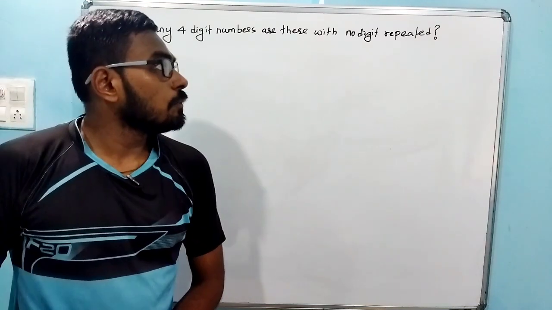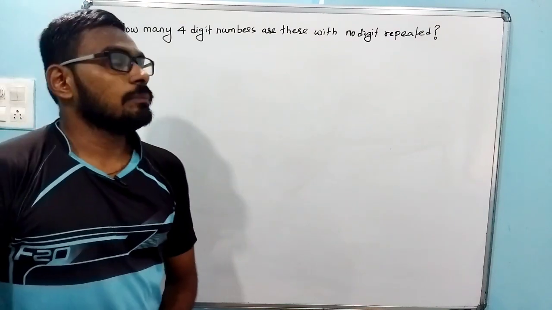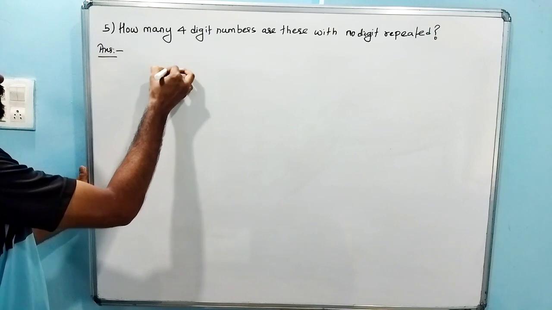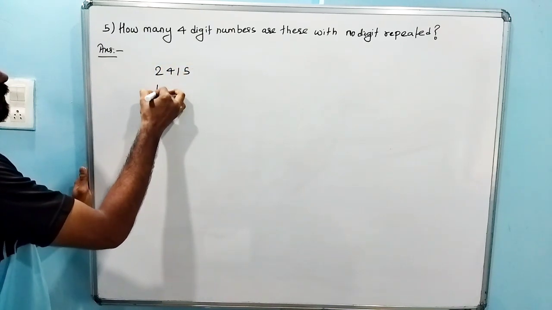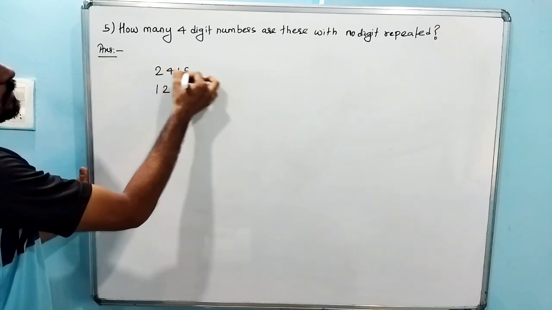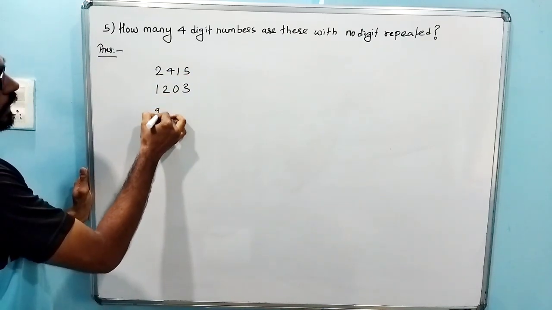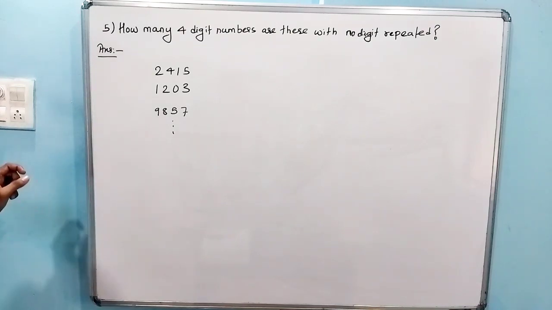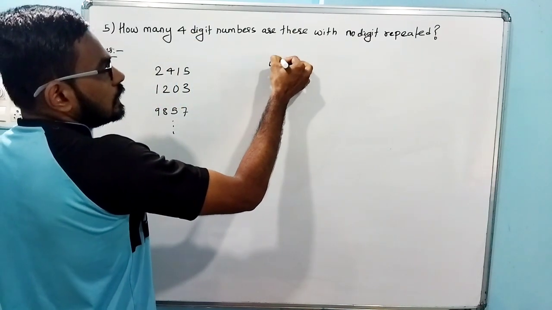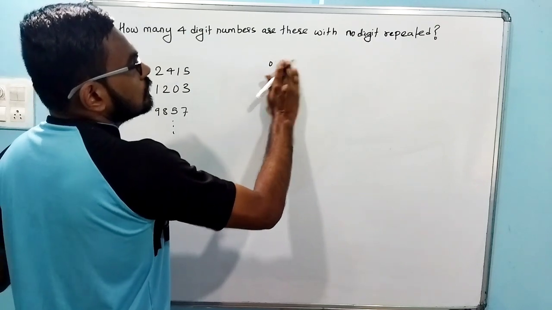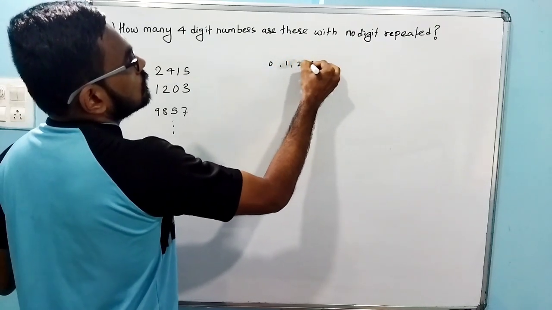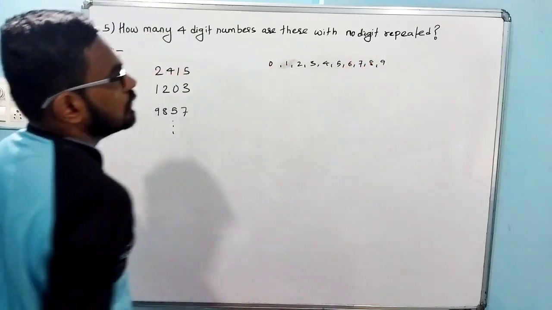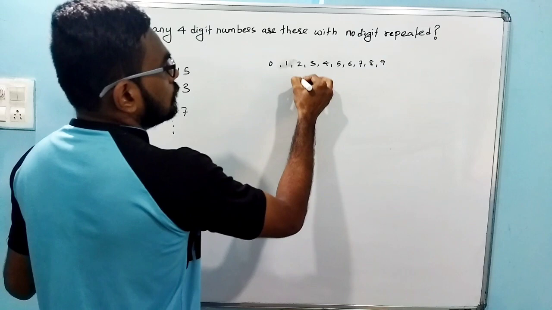Okay, next: how many 4-digit numbers are there with no digit repeated? What are 4-digit numbers? Numbers like 2, 4, 1, 5, or 1, 2, 0, 3, and no digit repeated, like 9, 8, 5, 7. So in total how many digits do we have? 0 to 9: 0, 1, 2, 3, 4, 5, 6, 7, 8, 9. These are the digits that we have, and we have to arrange them taken 4 at a time.